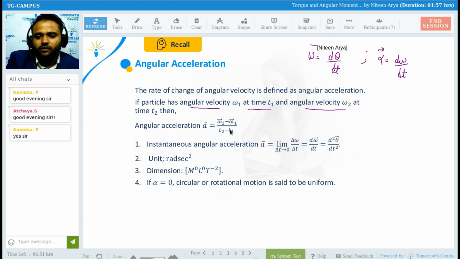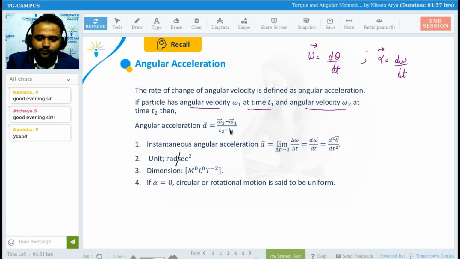Keeping that formula together, if I double differentiate theta, which is the angular displacement, or the displacement in rotational motion, I get d squared theta by dt squared. The unit is radian per second square, with a slash in between, and the dimension is M0 L0 T minus 2, because theta is dimensionless.